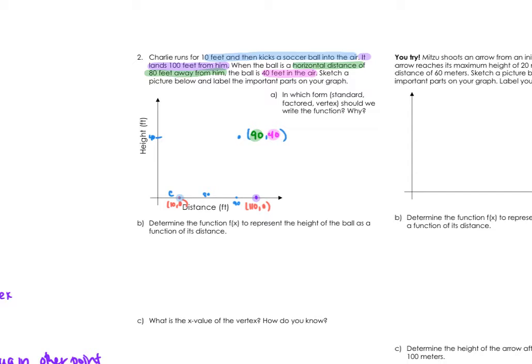Okay, now I'm just going to sketch the actual graph. It should look something like this. It doesn't have to be a perfect graph. Now we have all the coordinates: where he kicked the ball, where the ball landed, and then where the ball is after a certain point in time. Because we're given the x-intercepts, we should be writing this one in factored form.